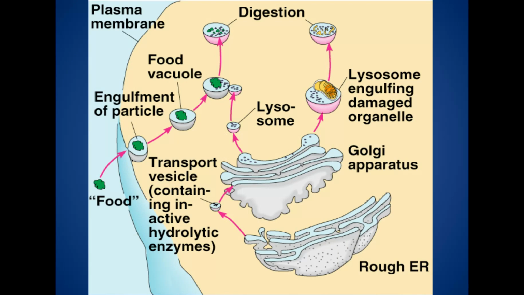This is a picture of a cell that looks like it's eating a piece of algae. Maybe this is an amoeba. It's engulfing the piece of algae, and this food vacuole actually gets broken down by a lysosome that has digestive enzymes in it.